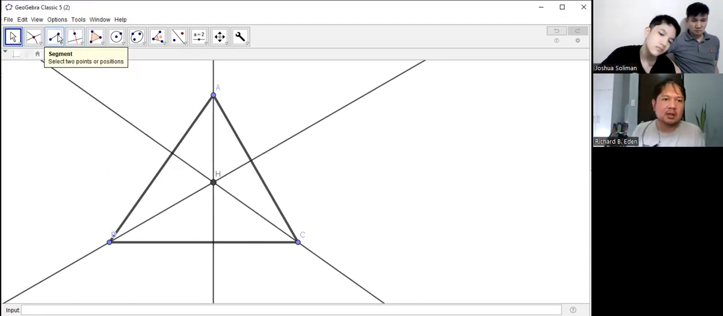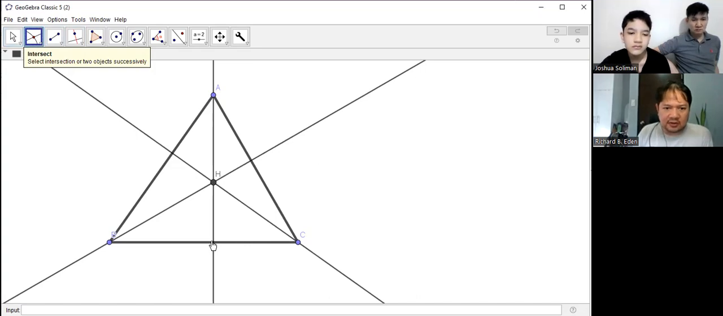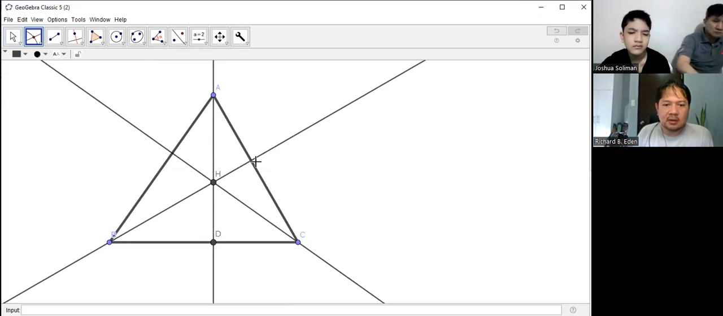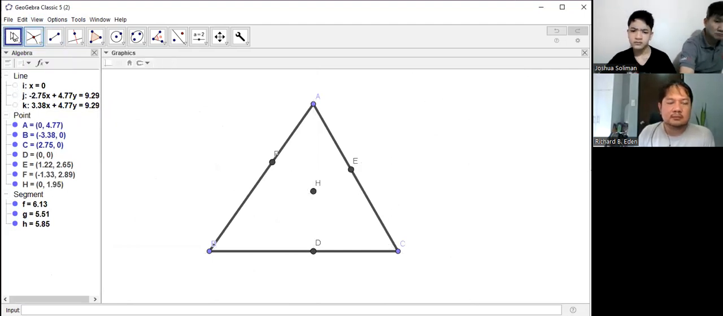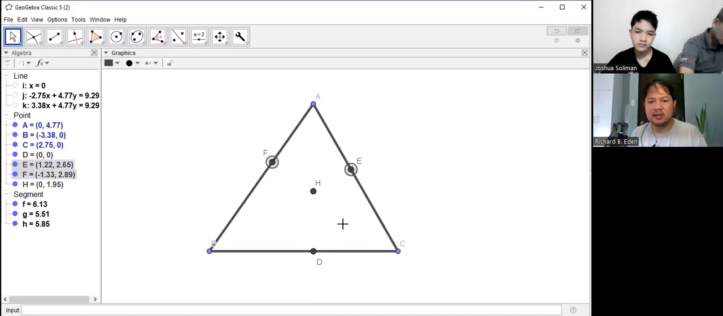And then the points of intersection, let's call these D, and then this is E, and let's call this F. Okay, but let me hide the lines. And then for our 9-point circle, these reds are the feet of the altitudes. Let's color code them. Let's use red.